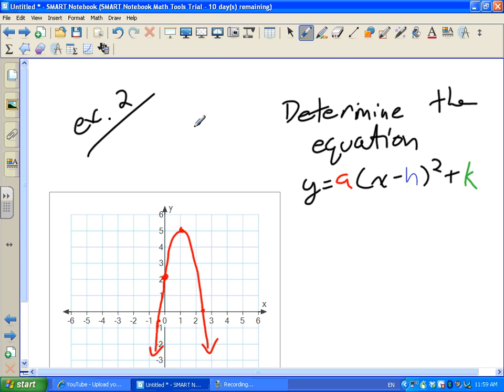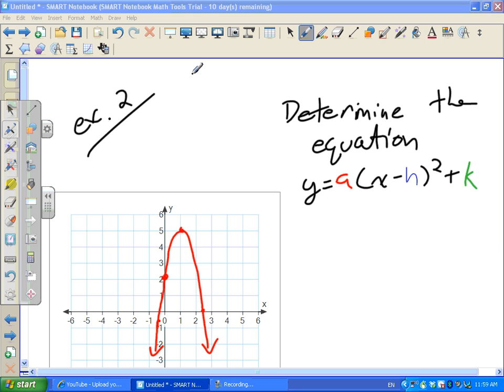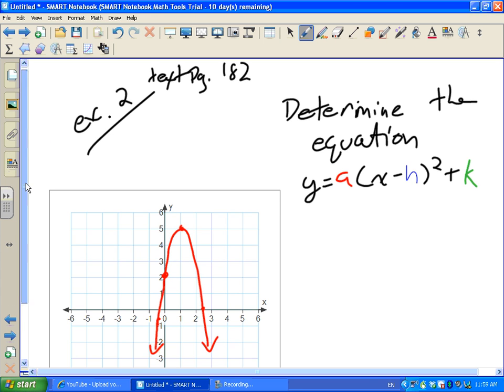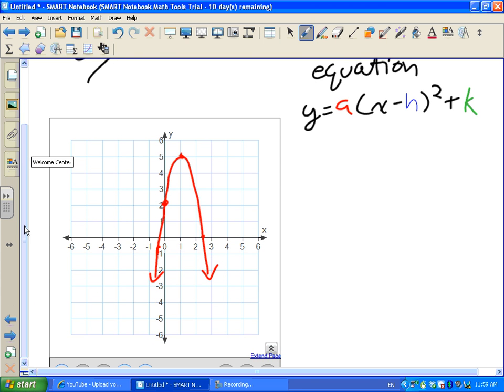2 and 3 from your textbook. So right now we're on page 182 from your textbook, okay? Page 182 in your text. This question, they've given us a parabola, and they've also given us 2 coordinates.